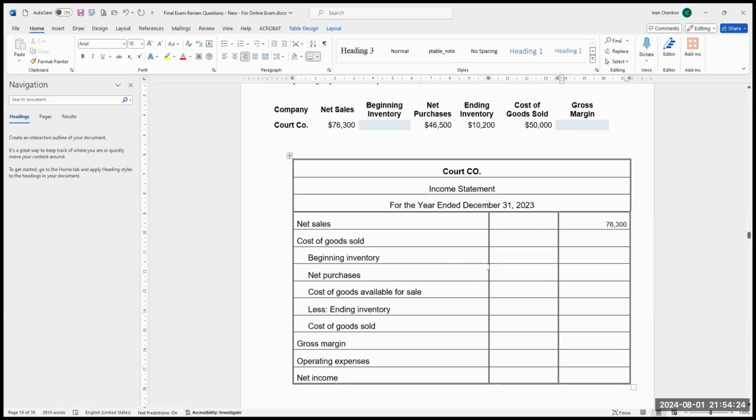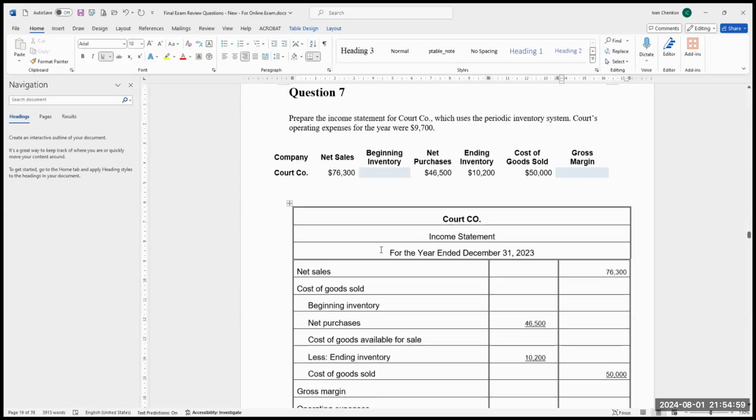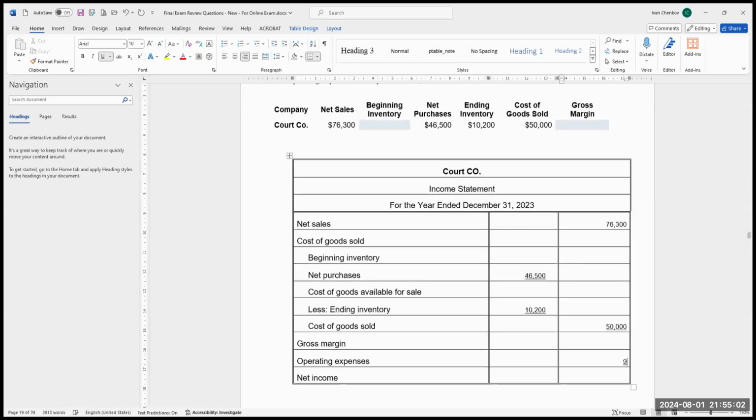Then we have to get the cost of goods sold. I don't have the beginning inventory, but I have the net purchases. My net purchases is 46,500. And I have ending inventory, which is 10,200. So my cost of goods sold is $50,000. I don't know how much my gross margin is, but I know my operating expenses. My operating expenses are $9,700.